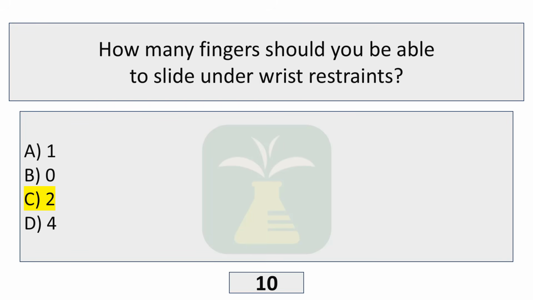It is important that you can fit 2 fingers under the wrist restraint. This ensures that the wrist restraints are not too tight or too loose. The restraints should be assessed a minimum of every 2 hours. The restraint should be discontinued as soon as possible.